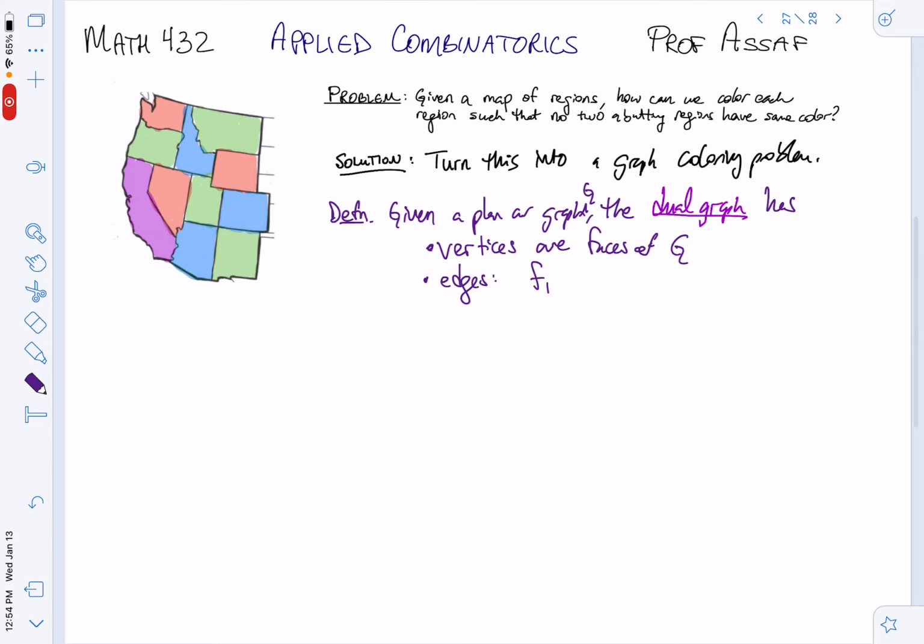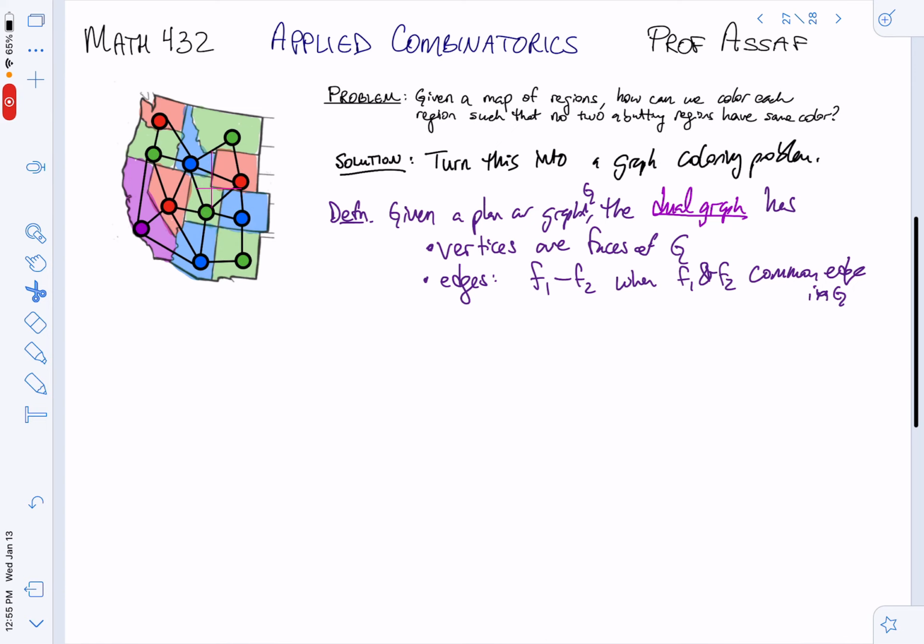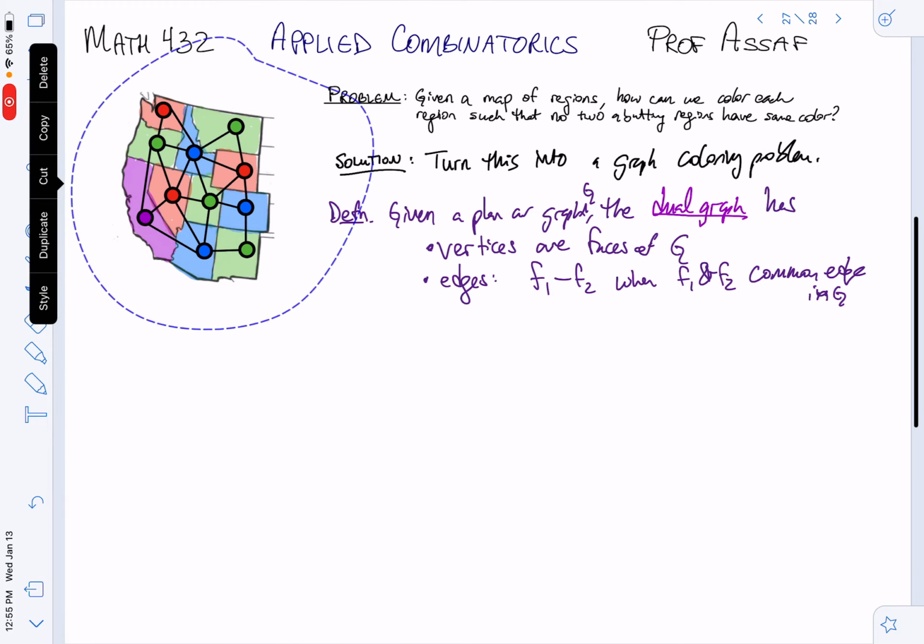So an edge from, say, face 1 to face 2, when F1 and F2 have a common edge in G. So how can I think about that for this example? Well, here's my graph. So I can think about putting a dot for every vertex that I see here. So for every face, I put a vertex. And I'm going to color the vertices the same color as the faces.